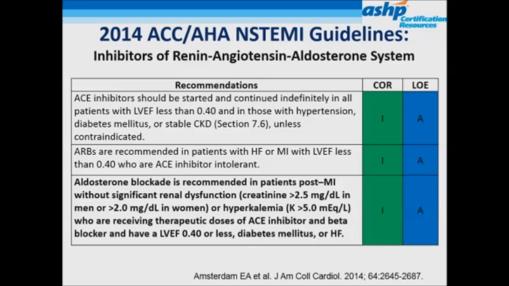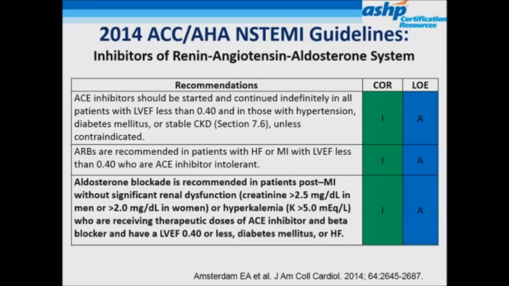And then the aldosterone receptor antagonists also have a class 1A recommendation as long as patients don't have renal dysfunction, defined as a creatinine above 2.5 or 2, they don't have hyperkalemia, and they are already on an ACE inhibitor and beta blocker, or if they have diabetes. So our patient meets multiple criteria based on guidelines.